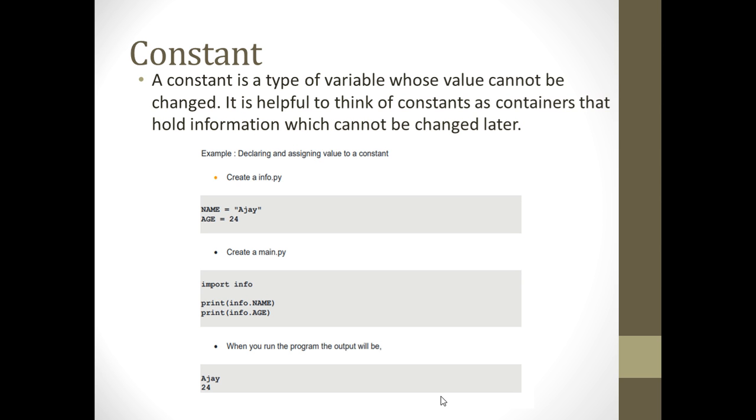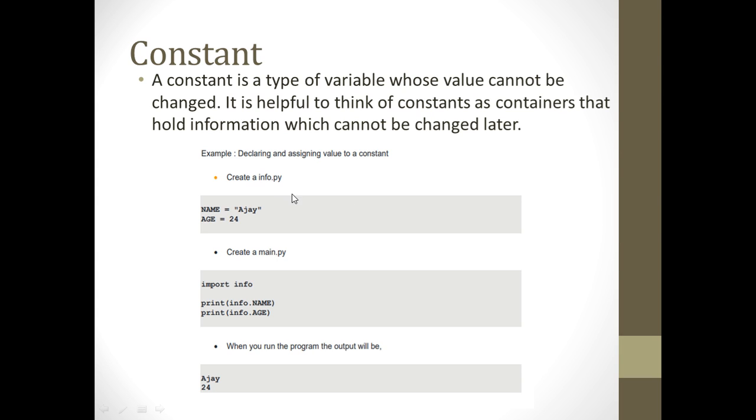Now, the next concept is constant. As I was telling you, a variable is an identifier in which we can change the value. But if we cannot change the value, then that type of variable is called a constant. A constant is like a box which will hold a value and it cannot be changed later.